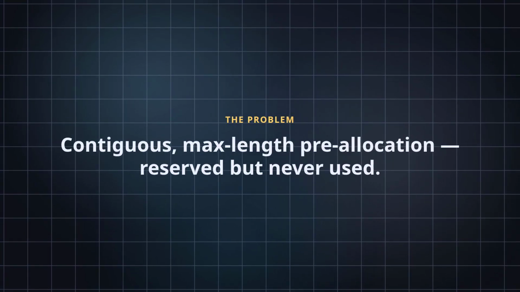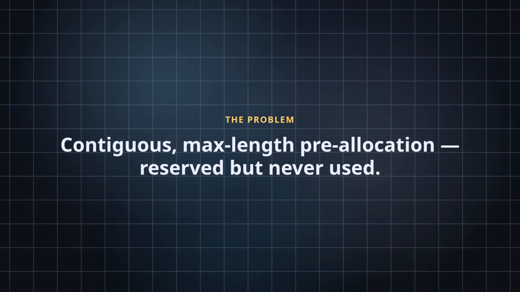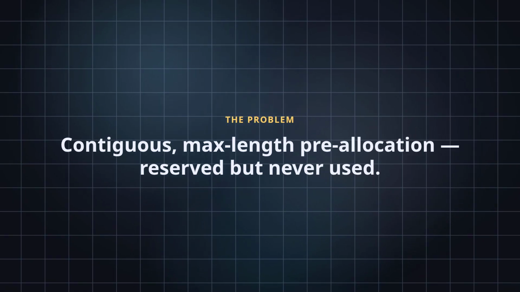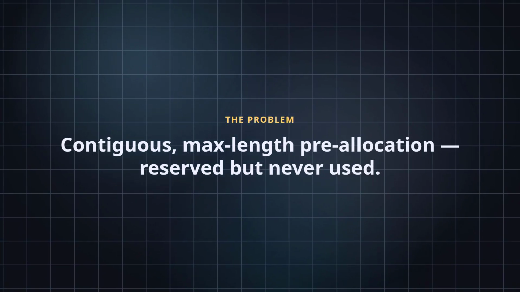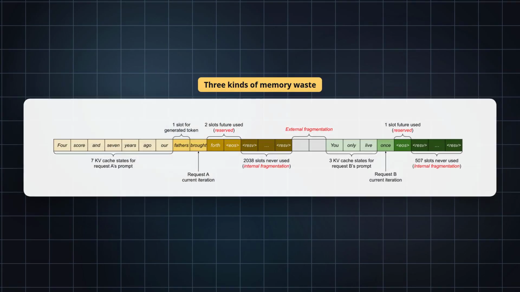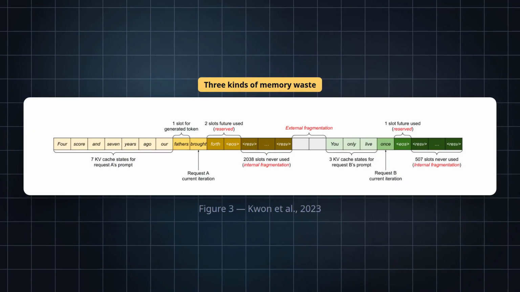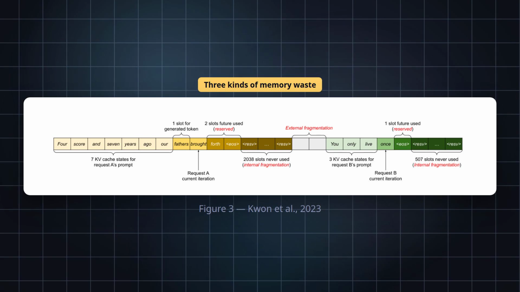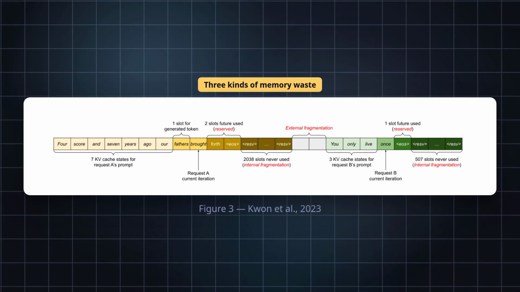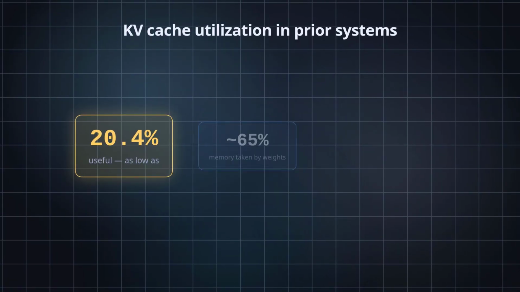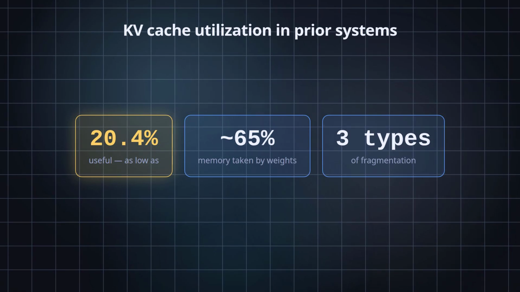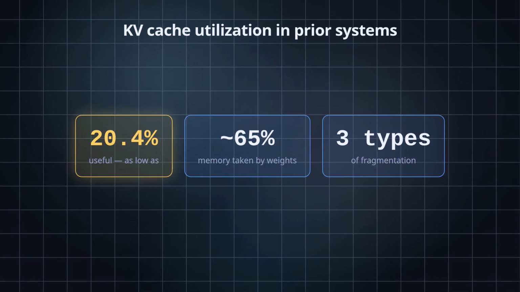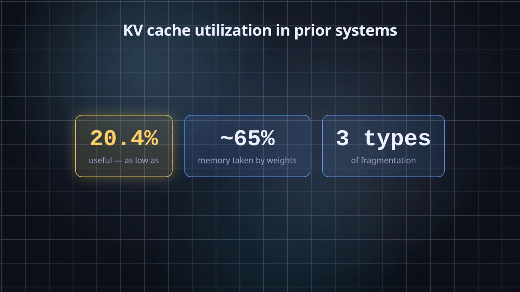Existing systems store each request's KV cache in one large contiguous block, pre-allocated for the maximum possible sequence length. Because outputs are short and unpredictable, most of that reserved space is never used. The waste comes in three forms: reserved slots for tokens not yet generated, internal fragmentation from overallocating to the maximum length, and external fragmentation between requests of different sizes. The cost is severe. The authors' profiling found that in previous systems, the fraction of KV cache memory actually holding useful state could be as low as 20.4%, the rest wasted.